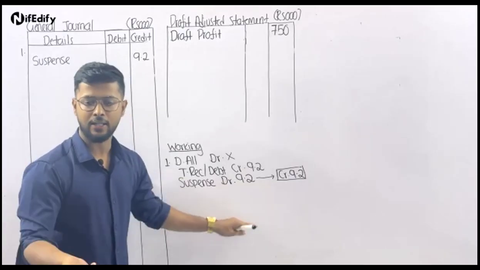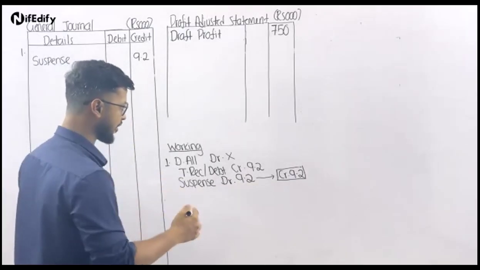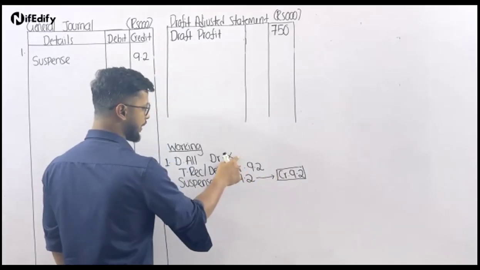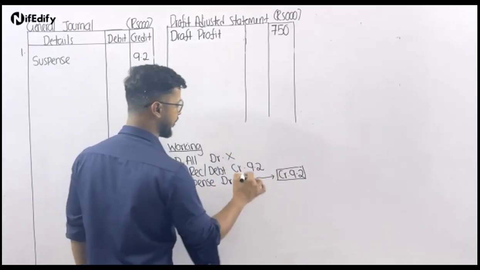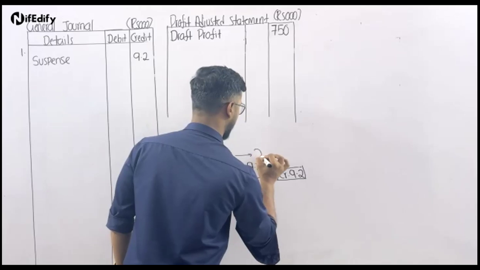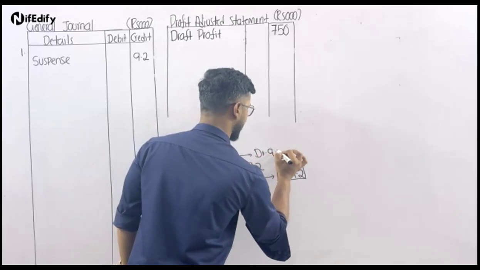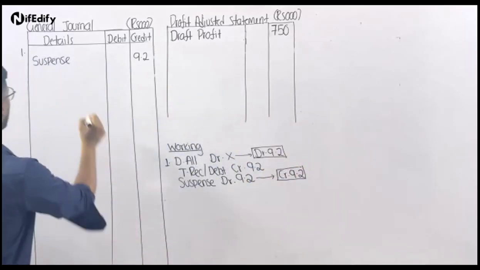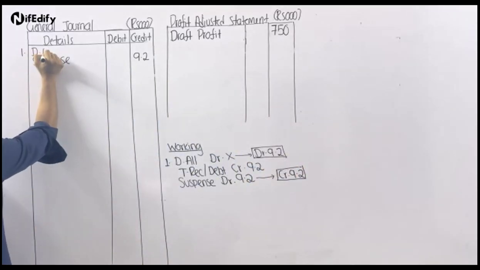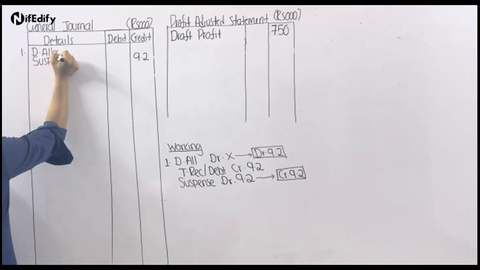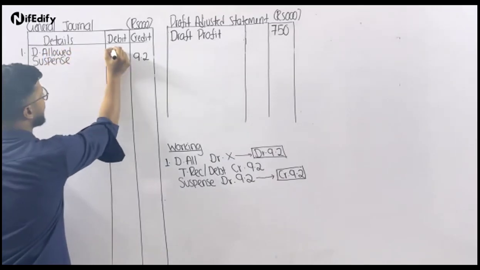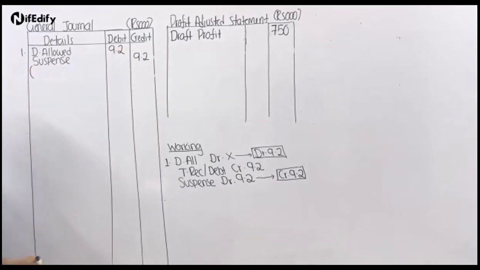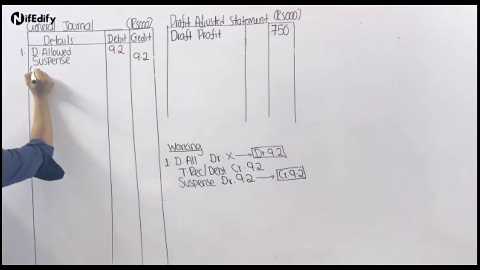After deleting, where do you take it to? This 9.2 should have been debited in the discount allowed account. It was not debited, right? So now go and debit it. Discount allowed account debited 9.2. So suspense credited 9.2, discount allowed account debit 9.2. There you go. Your error is corrected. Now what's the narration?